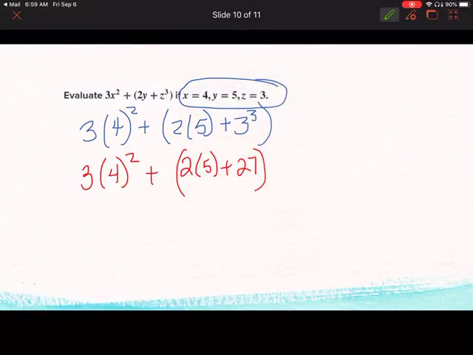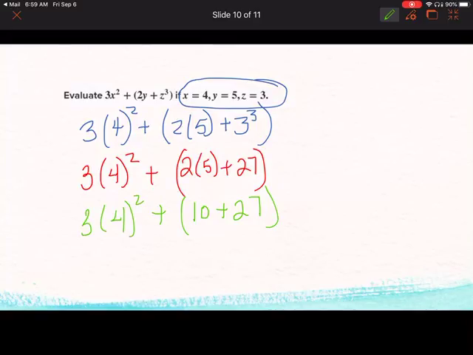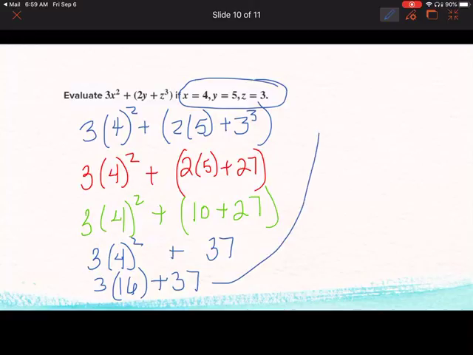Now I still have to do multiplication first in the parentheses. And then the final operation in the parentheses here is addition, so we just go ahead and do that. 10 plus 27 is 37. So now I start over with order of operations because I'm outside of the parentheses. So I have to do this 4 squared, which is 16. And then I'm going to have to go up here. I'm sorry.